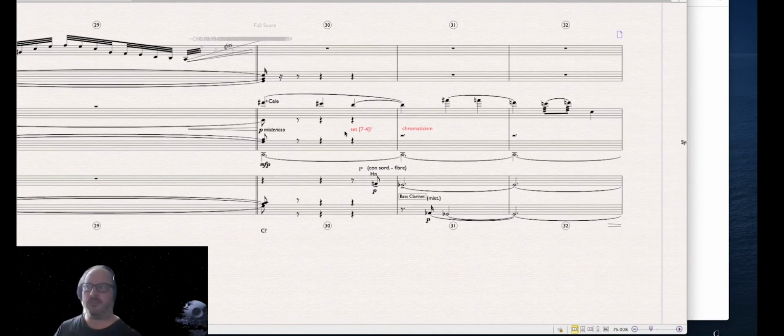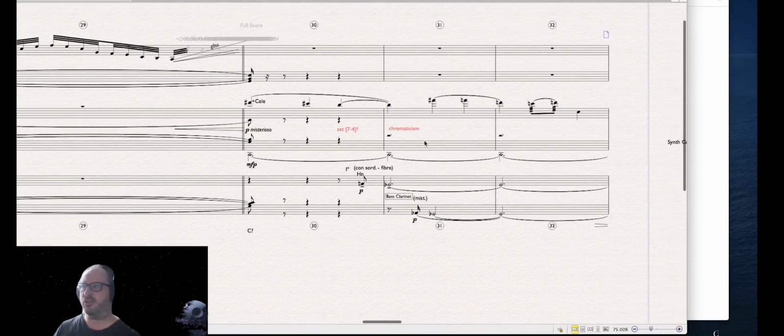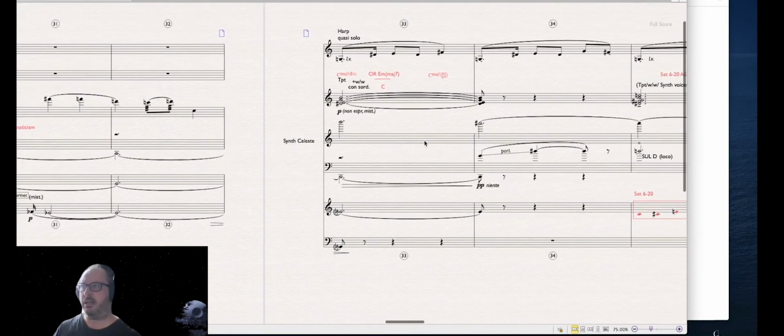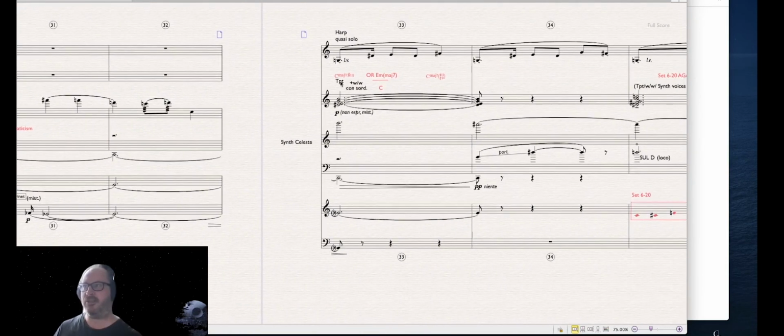Then we've got this extraordinary chromaticism, which I pointed out before, and then back to the major chords or augmented chords. Here we've got something slightly different, but it's an effect of having a chord and then adding another note in it. You could do that, or you could do that.